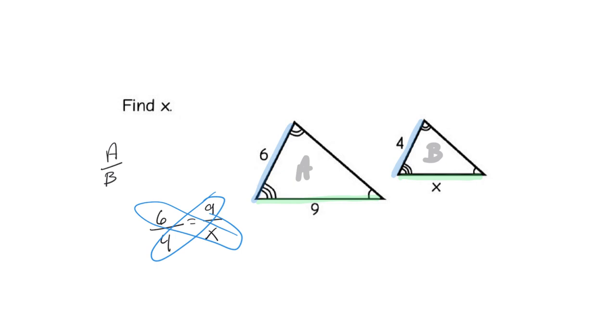So if I set up the little butterfly, I'm going to go 4 times 9 equals 6 times x. 4 times 9 gives me 36 equals 6x. 6 times x, I need to get x by itself, so the inverse operation is to divide. Divide by 6, divide by 6, leaving me just x. 6 goes into 36 6 times, so x equals 6.